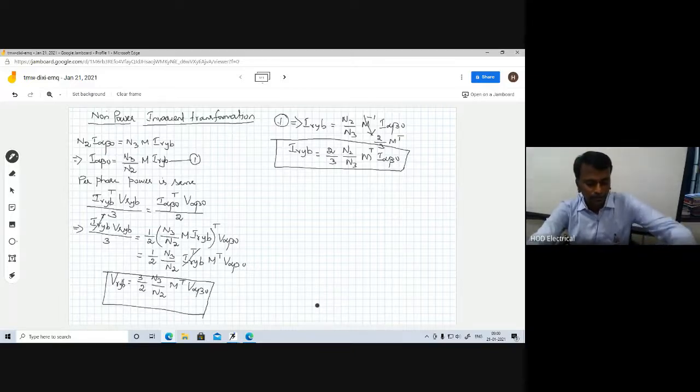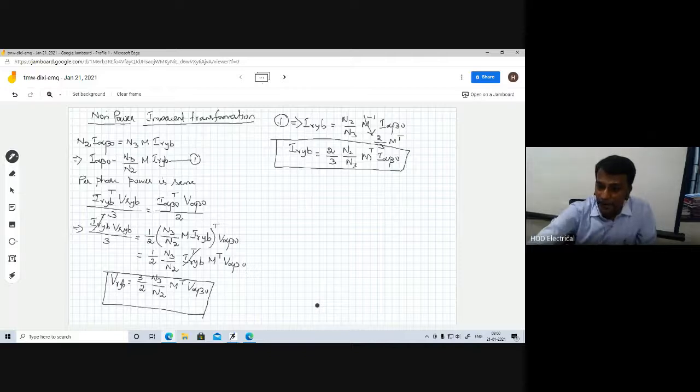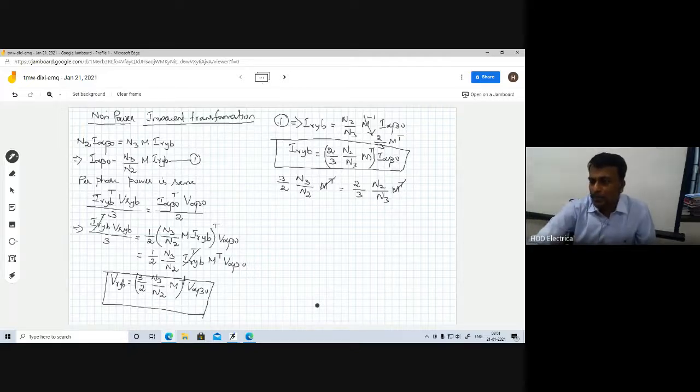So now for finding this number of turns ratio, this transform component should be the same. Accordingly, we have to equate 3/2 N3/N2 into M transpose equal to 2/3 N2/N3 into M transpose. So M transpose will cancel. Therefore, we have N3/N2 equal to 2/3.